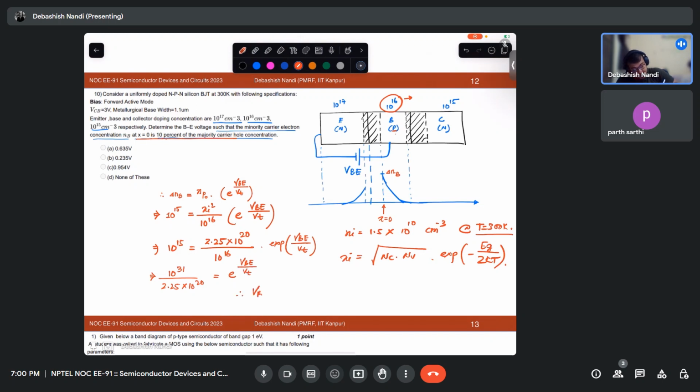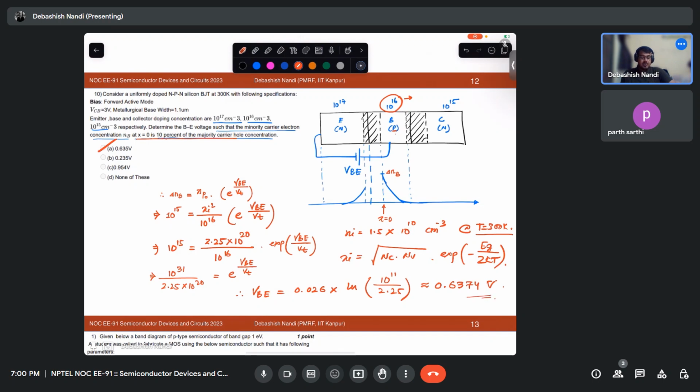That means your VBE would be 0.026 times logarithm of 10 raised to 11 over 2.25. Okay. Let us compute what that comes out to be. Logarithm of the answer times 0.026. It will come out to be 0.6374 volt. So this will be your right answer.